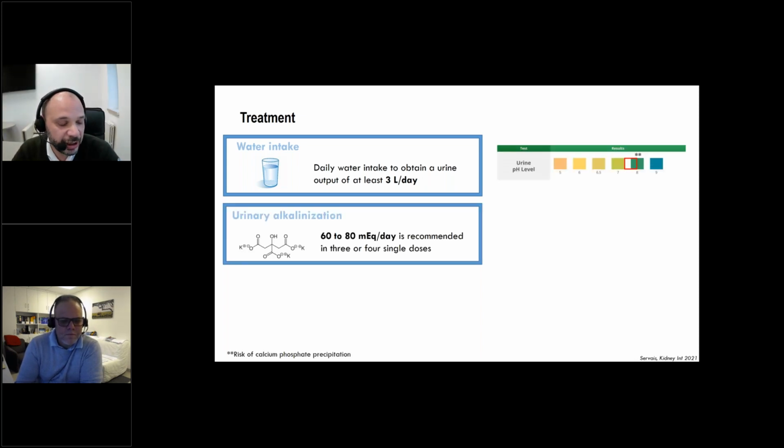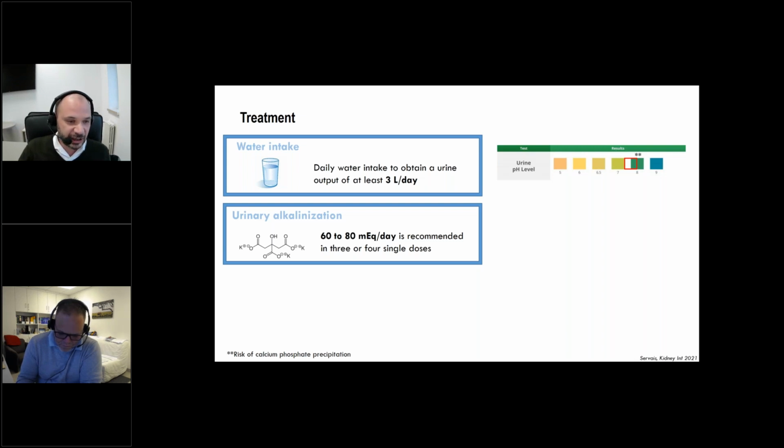Urinary alkalinization is obtained with an amount of alkali that is much greater than the amount that is generally used in other forms of kidney stones, namely 60 to 80 milliequivalents per day in 3 or 4 single doses, and 1 large dose should be prescribed before bed. We aim at a range of urinary pH between 7.5 and 8, because there is optimal solubility of cystine at those values. We don't want to go above that threshold, because at that point the risk of forming calcium phosphate stones becomes significant.